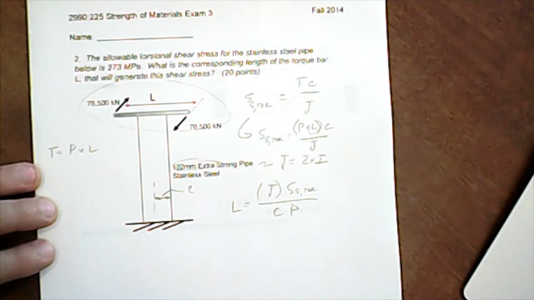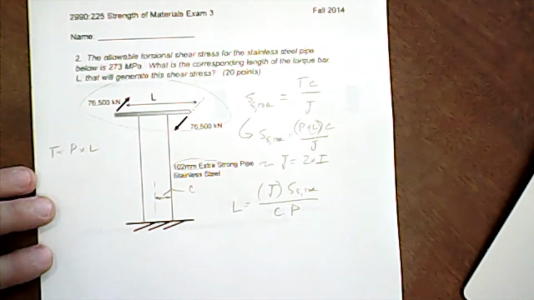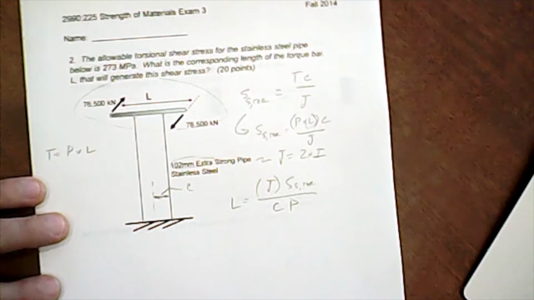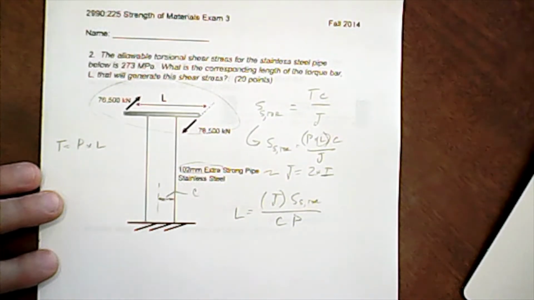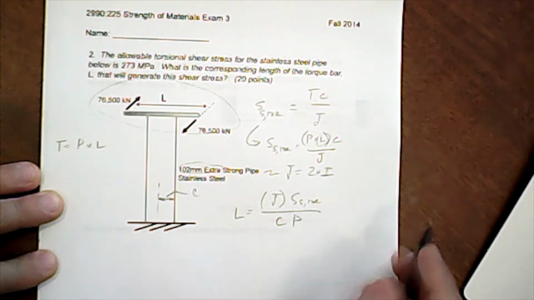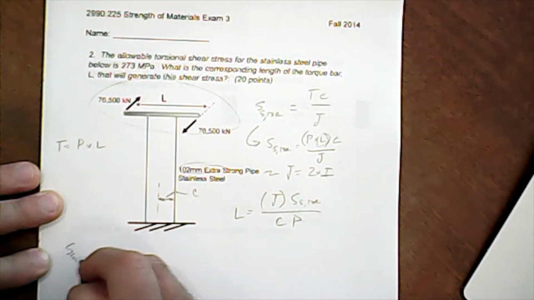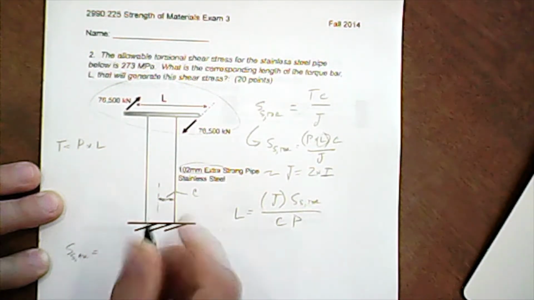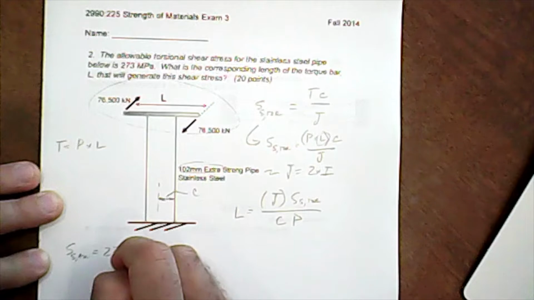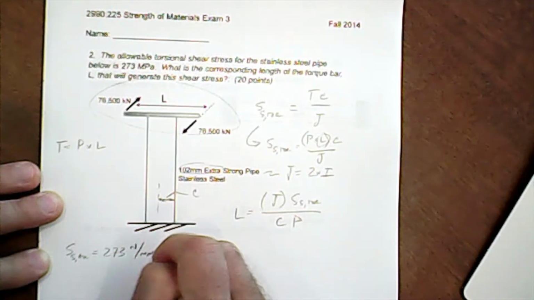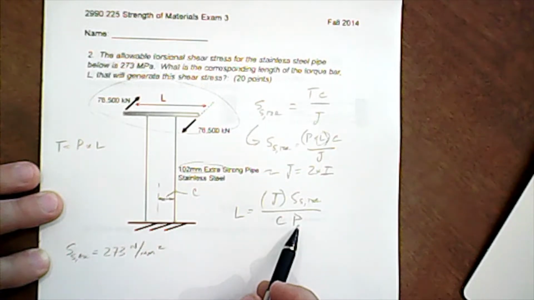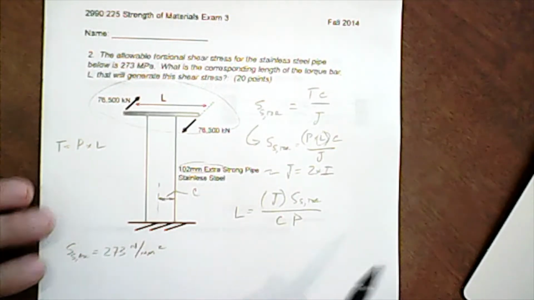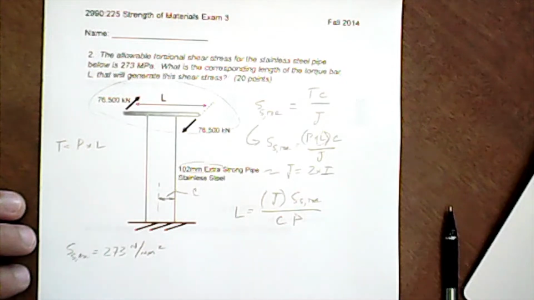So now we just need to populate these variables in such a way that we have good units. So let's see, we need S sub S torsion, and that's going to be an allowable. Allowable is equal to, up there, 273 newtons per millimeter squared. Very nice. Then we're going to need to look up some information about that 102 extra strong pipe.